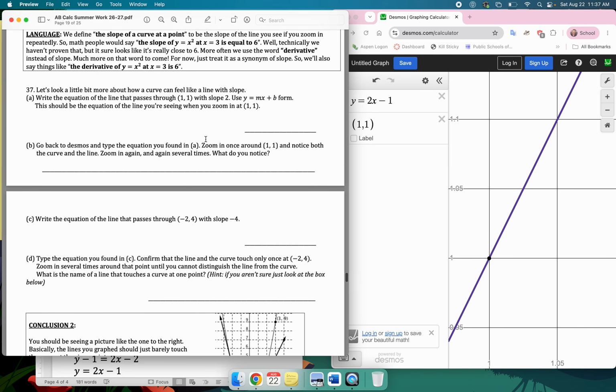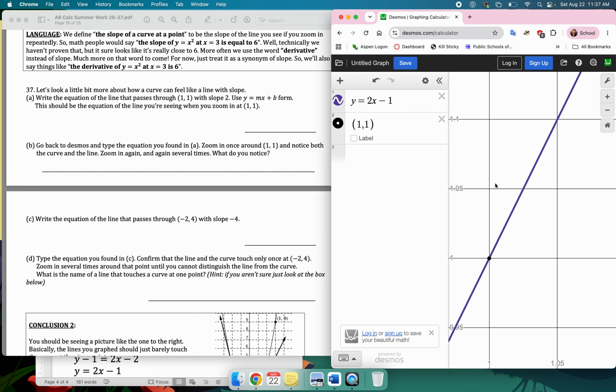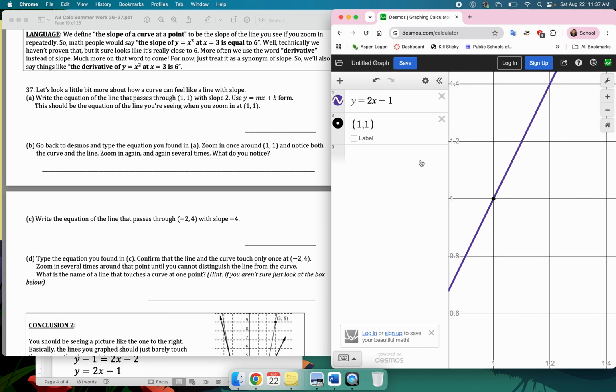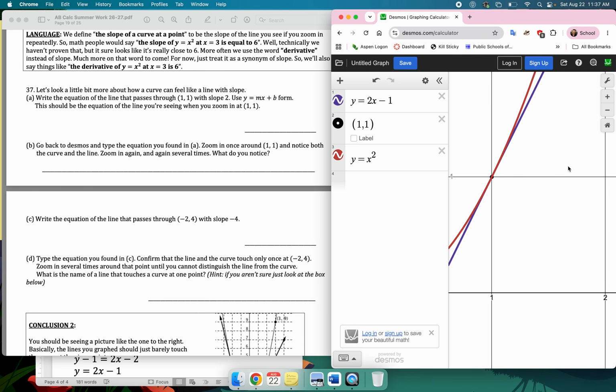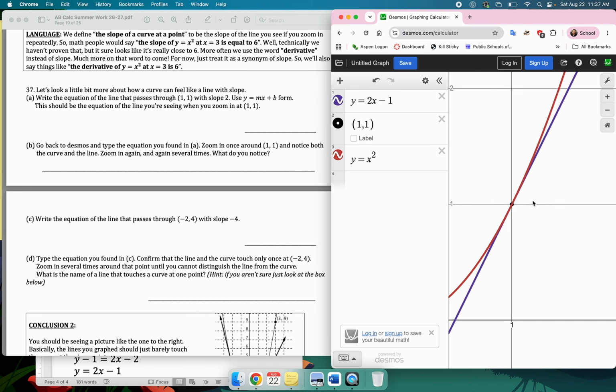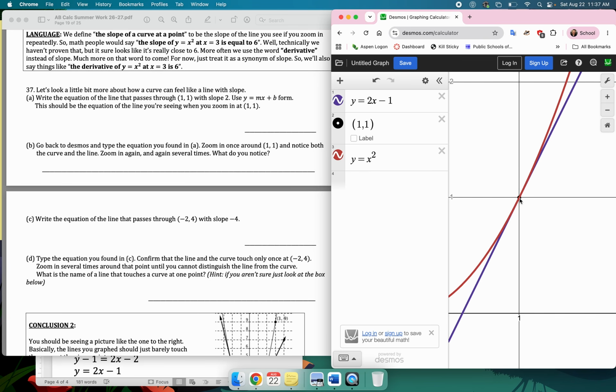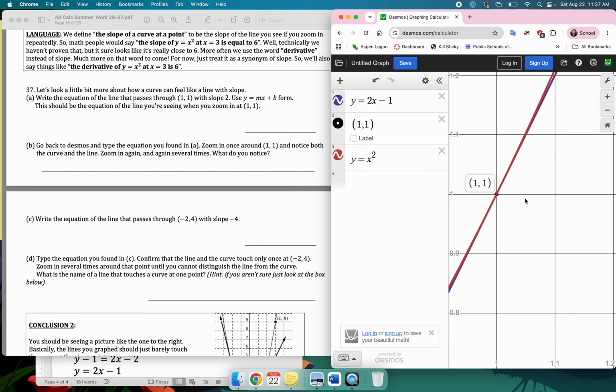Line and curve. Wait, what? Oh no, I think what they're getting at. I see. What they're getting at is that this line right here is the line that we were seeing earlier when we zoomed in on this point. That's what they're saying.